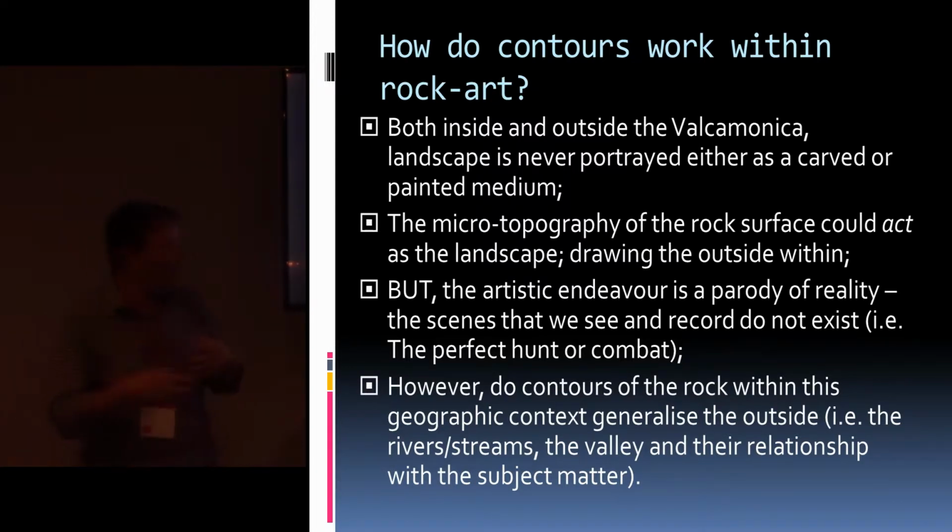So, what do contours do within the rock art panel? What does the micro-topography tell us? Well, both inside and outside the Valcamonica, as we've seen with the Norwegian examples, for example, landscape is never portrayed. There are no mountains, no streams, no valleys, no spurs. You're looking at purely subject matter. So it could be a figure, a human figure, an animal figure, it could be an abstract design, but very little else. I can only think of a couple of sites around the world where you have actual landscape, and that's usually a few trees. That's about it.